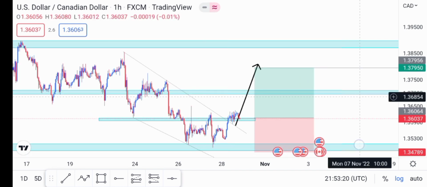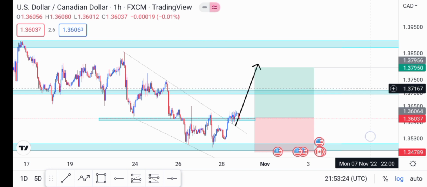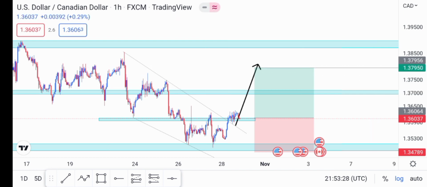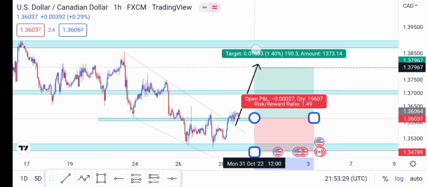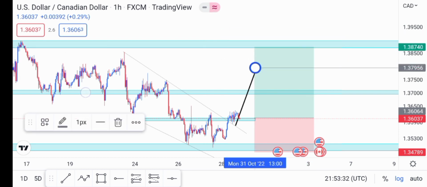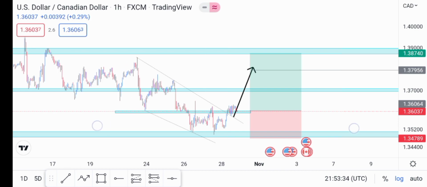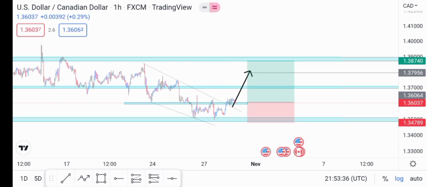And don't forget to take your first take profits right over here, then lock them around here, then let other profits run up until here. Or if you're a risk taker, you can just push it up until right over here. So yeah, that'll be all for USD CAD.